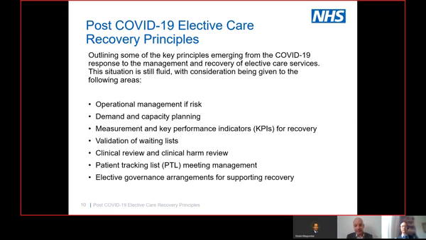What measurements and key performance indicators we might put in place to understand the impact of actions that we're making and if we're allocating our resources in the correct manner. Some thoughts around the ongoing validation of waiting lists, which is something many of us will be familiar with, the clinical review and clinical harm, the PTL, the patient tracking list meeting. What are some good practice elements of making sure that we sweat this meeting as much as we're able to and we get the deliverables we expect?